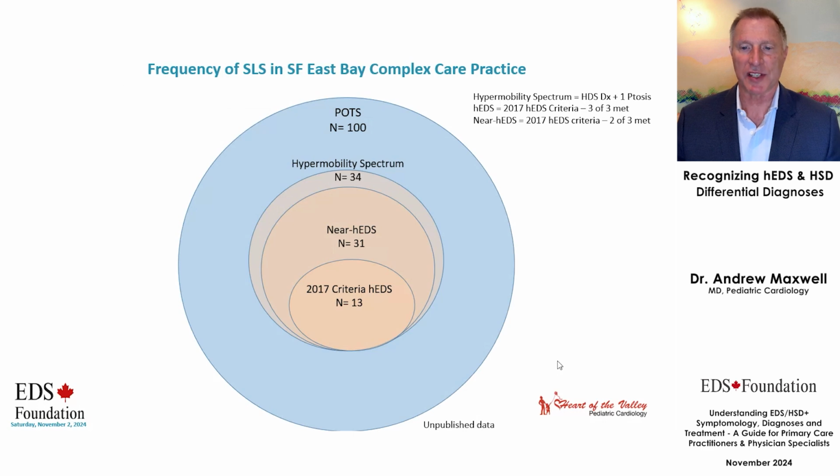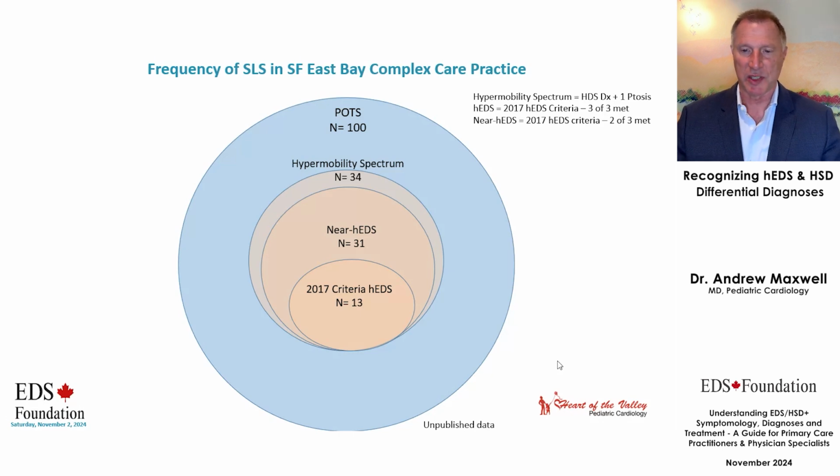Well, in my practice, we looked at the frequency of these conditions based on their definition, and we looked specifically in POTS patients. So we took 100 POTS patients to determine how many met criteria for hypermobile Ehlers-Danlos and how many met criteria for hypermobile spectrum disorder. So with this strict N, 13 of the 100 POTS patients met criteria for hypermobility Ehlers-Danlos, while 34 met criteria for hypermobility spectrum.